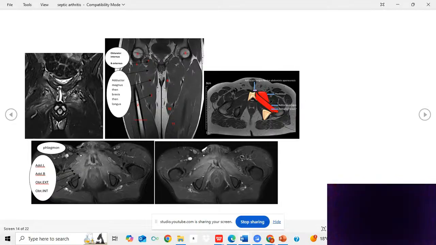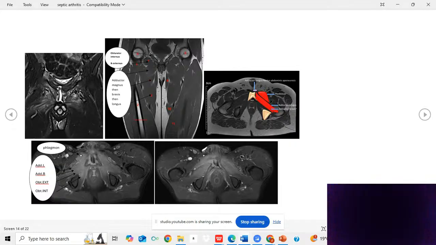However, on coronal MRI, here obturator internus, obturator externus, adductor brevis, adductor longus, and here's the adductor magnus. It's deep to these muscles: adductor magnus, brevis, longus.